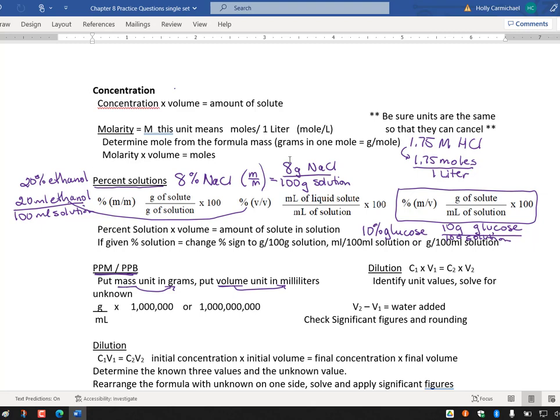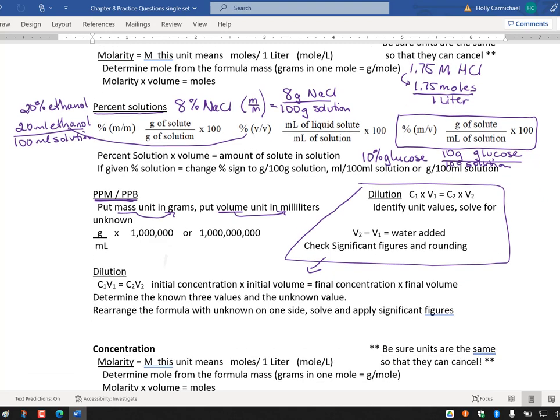Okay? Last one. So dilution is looking at a change in concentration by adding water. So the initial concentration is always higher. The final concentration is always lower because you're adding water to it. So the final volume is always going to be the higher volume. The initial volume of that concentrated solution is always going to be less.